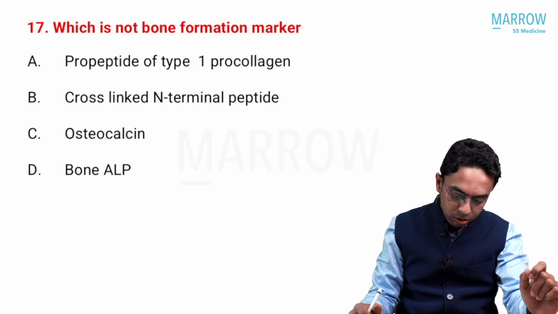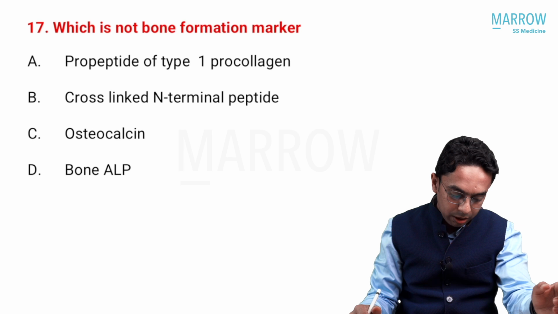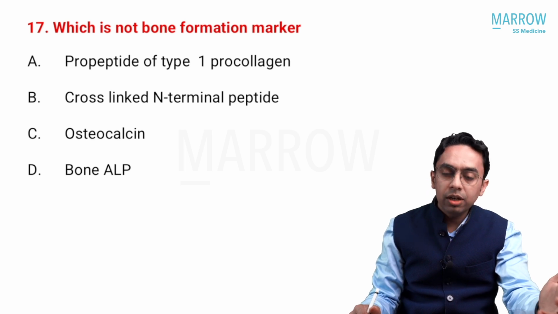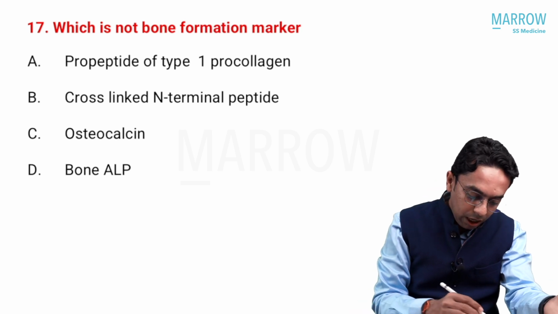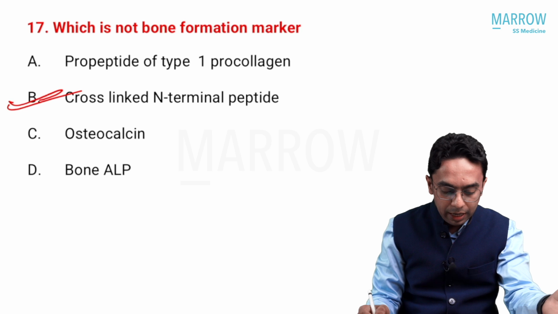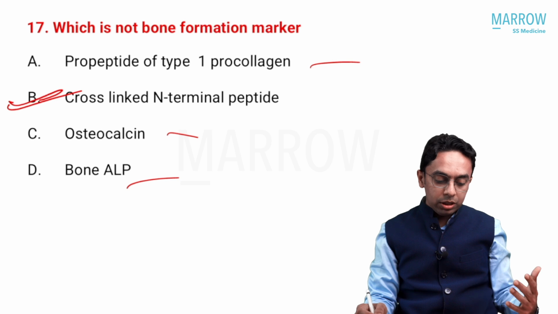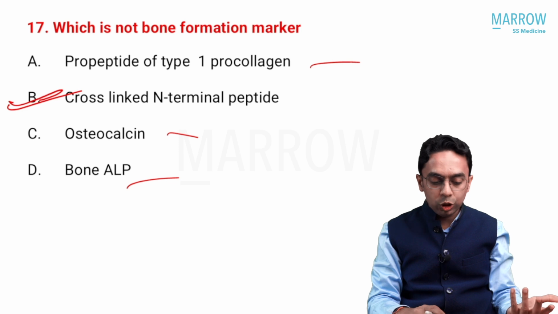Coming to question number 17, which is not a bone formation marker: propeptide of type 1 procollagen, cross-linked N-terminal peptide, osteocalcin, or bone ALP. We have discussed these in detail in question number 29 of the bone discussion. So the answer here is cross-linked N-terminal peptide. The rest of the three are bone formation markers, but this is a bone resorption marker. So this is just a factual question.